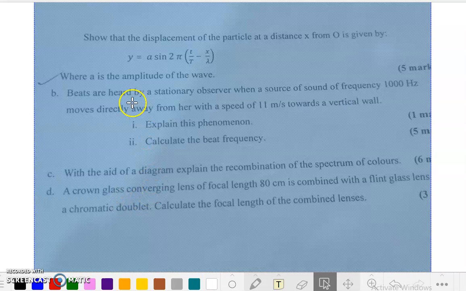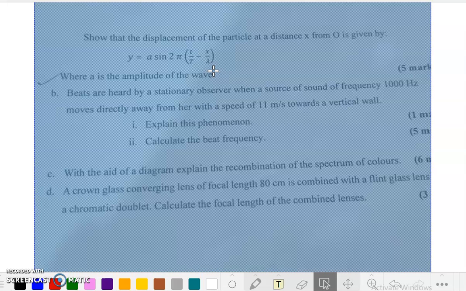So in today's video, following up on that proving, we are to show that the displacement of the particle at a distance x from O is given by y equals a sine 2 pi into t divided by the capital T minus x divided by lambda.